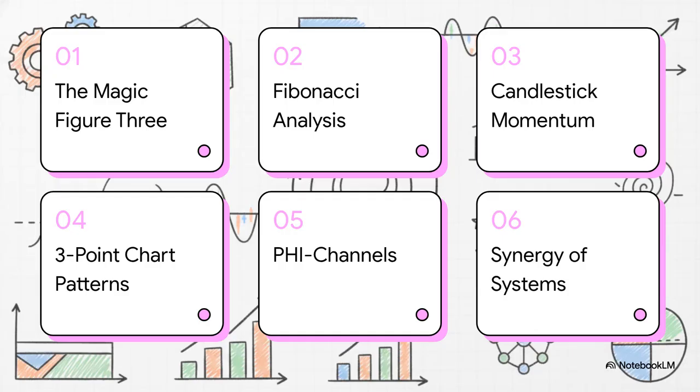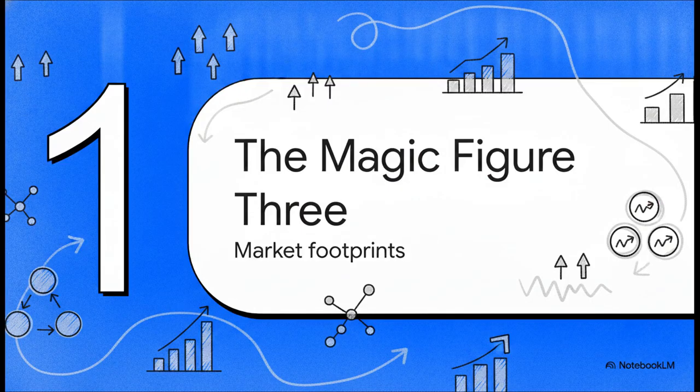So here's our roadmap for today's explainer. We're going to start with the unifying concept of the magic figure 3, then move into Fibonacci analysis and targets, decode candlestick momentum, spot 3-point chart patterns, map trends with PHI channels, and finally, bring the whole shebang together in the synergy of systems. All right, let's dive into Section 1, the magic figure 3.